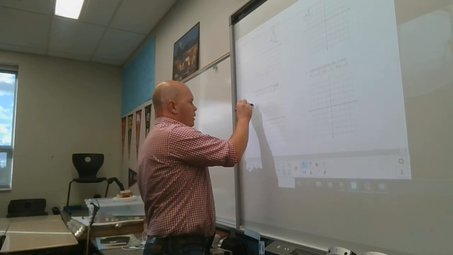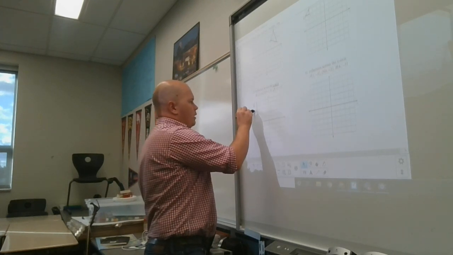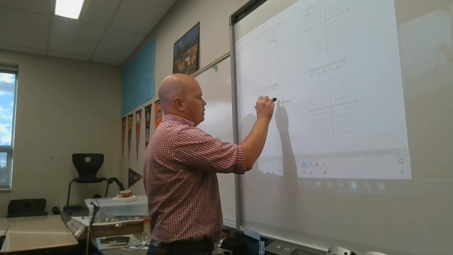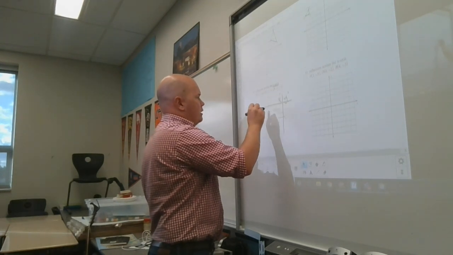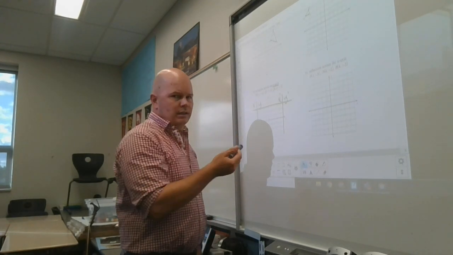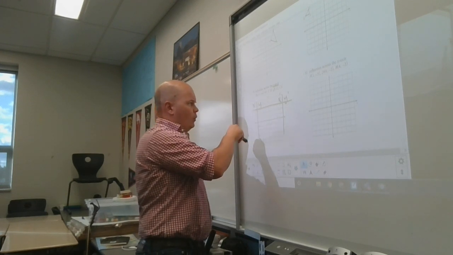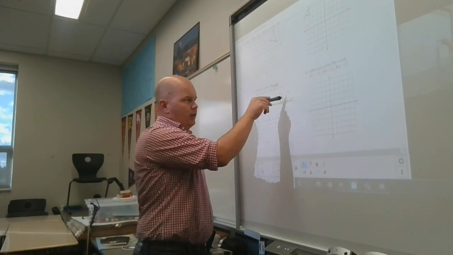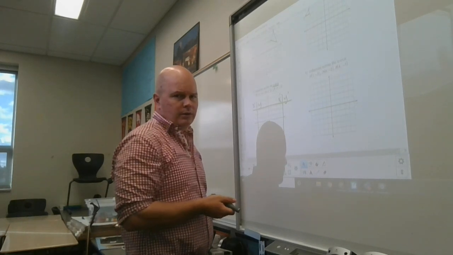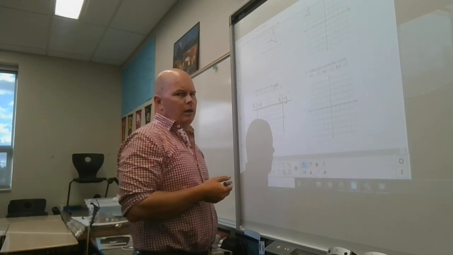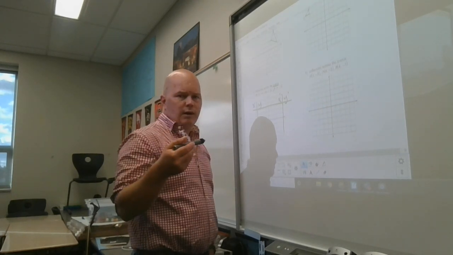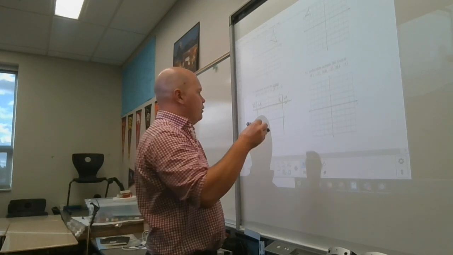So step 1 is to draw my double-sided XY chart. And all that is, is an XY chart on one side and then an x prime, y prime on the other side. Okay? Now, I've done my XY chart, so that'd be step 1. Step 2 would be write the rule in.